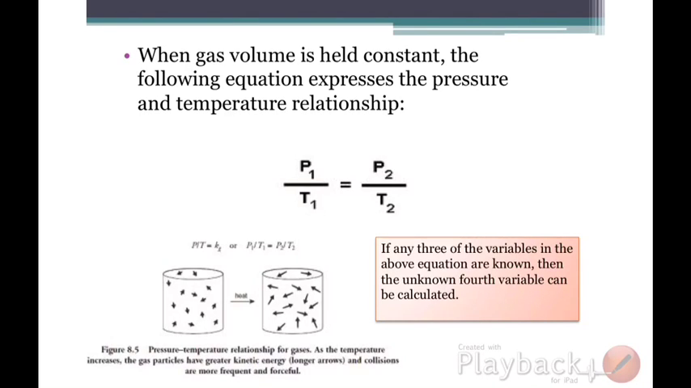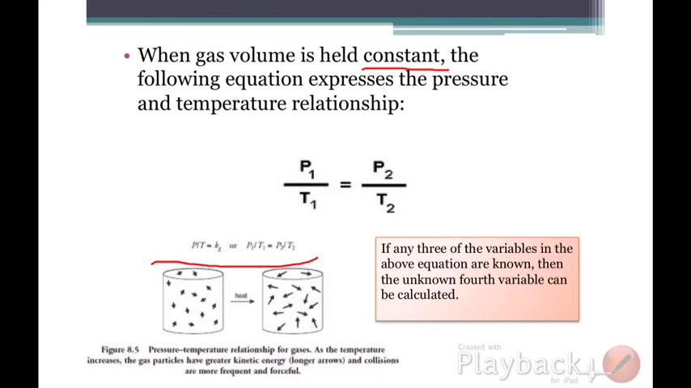What that means is when gas volume is held constant, constant means does not change, the following equation expresses the pressure and temperature relationship. P1 stands for pressure 1, T1 stands for temperature 1, P2 stands for pressure 2, T2 stands for temperature 2. If any three of the variables in this equation are known, then the unknown fourth variable can be calculated using simple algebra.